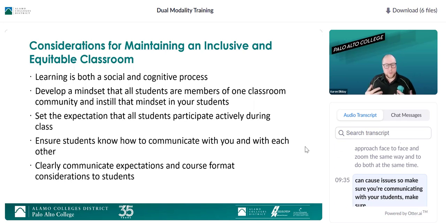So make sure you're communicating with your students. Make sure communication lines are clear and that you're able to talk with them and let them know what's going on in the class, what you expect of them, and keep everybody together, because, again, communication is key to creating that sense of community between the Roomers and Zoomers.